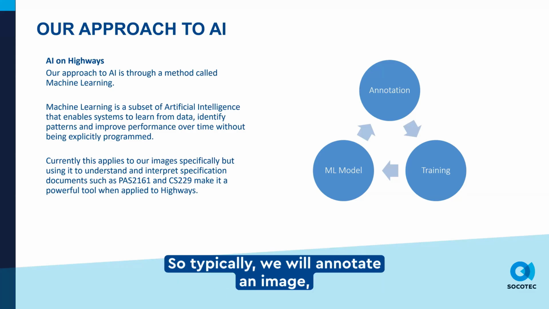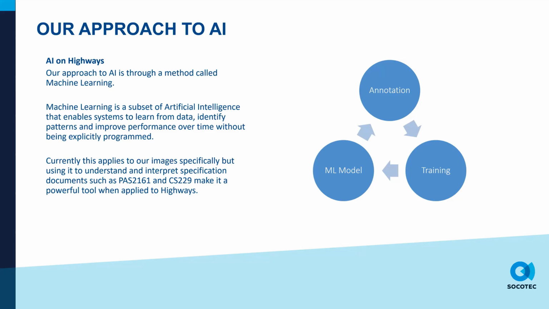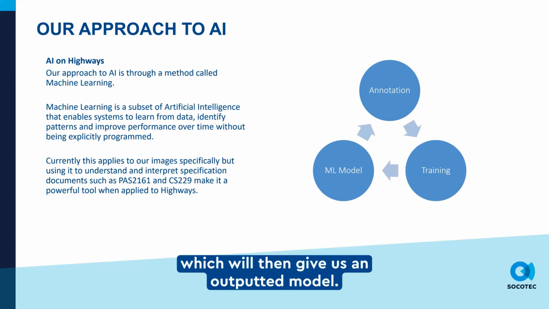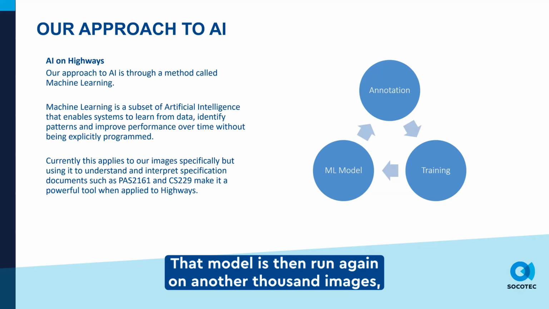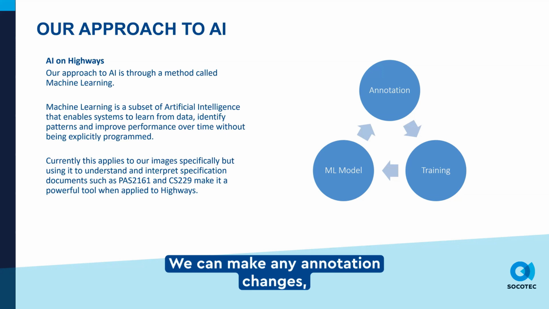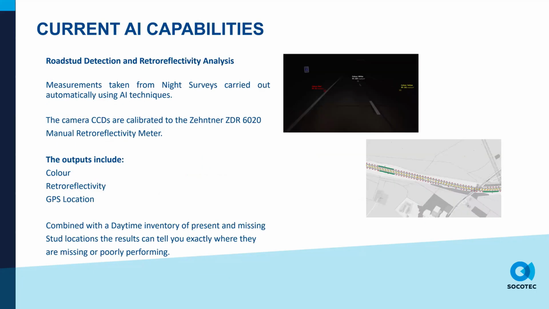So typically, we will annotate an image, we will annotate a crack, we will annotate a pothole. We will then feed that into a training environment, which will then give us an outputted model. That model is then run again on another 1,000 images, another 1,000 frames, to see if it's correct. We can make any annotation changes, and then that just feeds round and round until you've got a really highly accurate model providing what you're looking for.